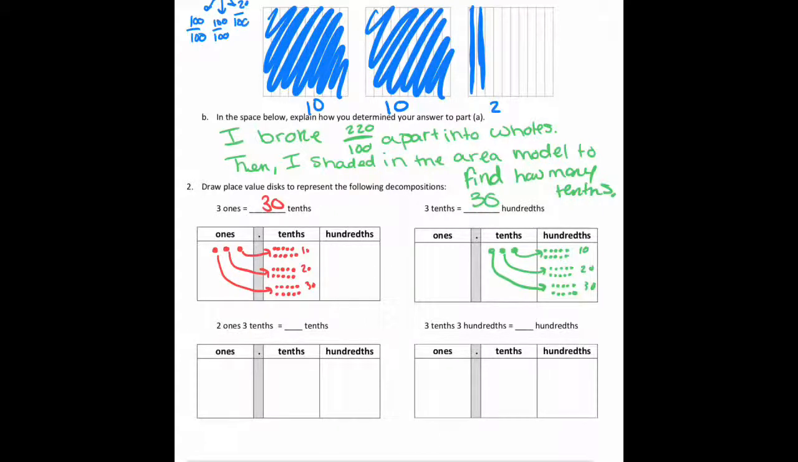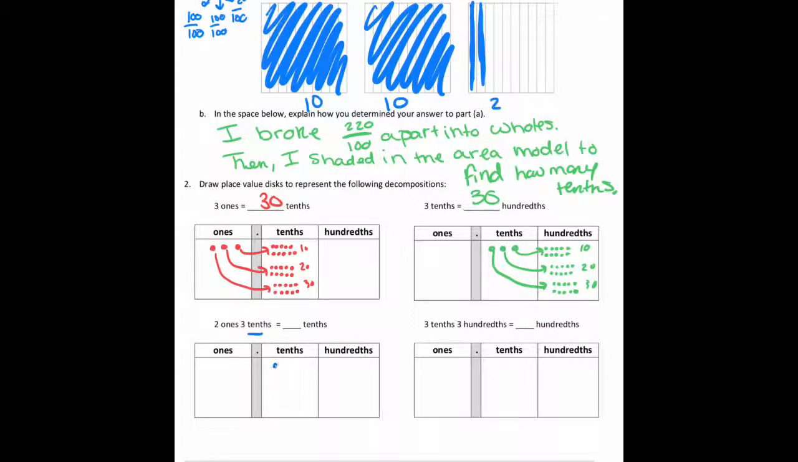Okay, on the next one, it's 2 ones and 3 tenths. So I'm going to show 2 ones and 3 tenths on the place value chart. So here's the 3 tenths. Here are the 2 ones. And it wants to know how many tenths that is total. Well, we have to break those ones into tenths, and we know that a whole is 10 tenths, just like I'm showing here. So when I do that, I get 10, 20, and then those 3 extra, so it'd be 23 tenths.